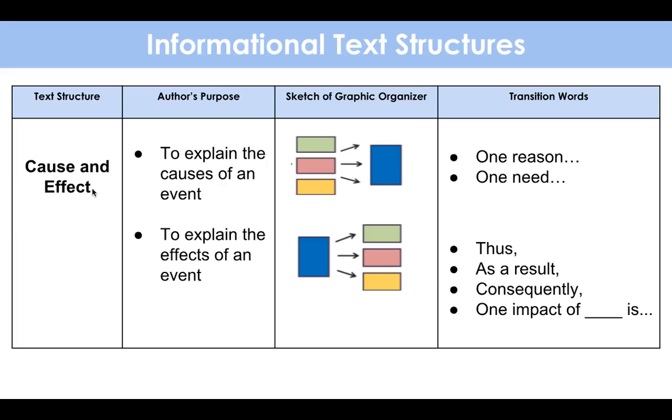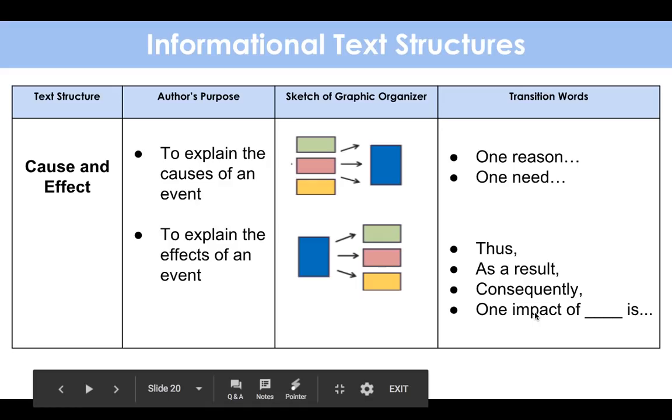Next up, cause and effect. The author's purpose or goal could be to explain the causes of an event, so what made something happen, or to explain the effects of an event, what happened after something happened. Transition words that give you a clue are one reason or one need, thus, as a result, consequently, or one impact.